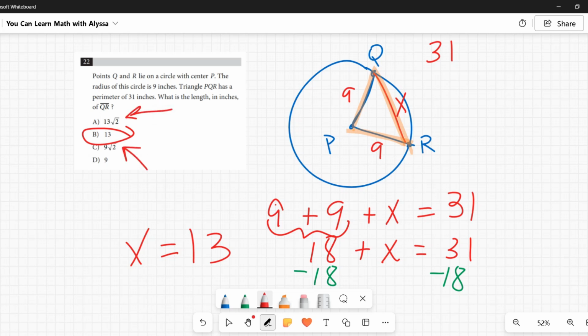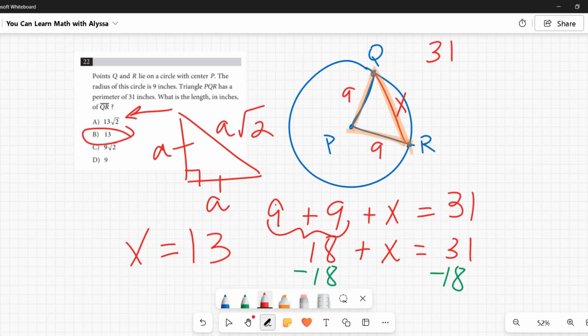As you can see here with their other options, we got a couple of square roots of 2 going on. They're really trying to make you go, oh, this is an isosceles triangle, so I have to figure out a square root of 2. No, they want you to go down that path. They're wanting you to think it's a 45, 45, 90 triangle, in which case that's A times the square root of 2. That is a formula you need to know.